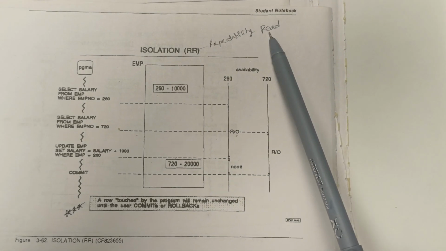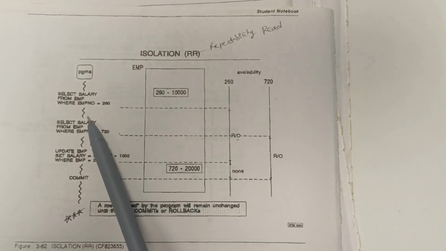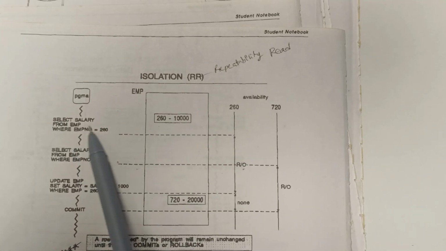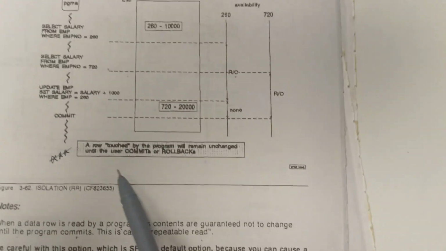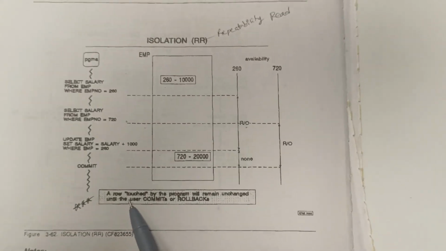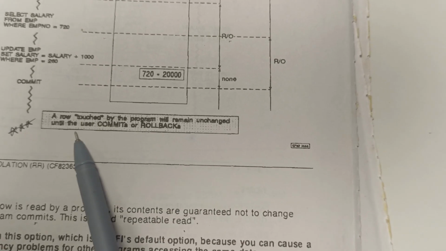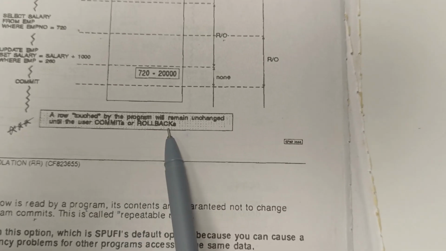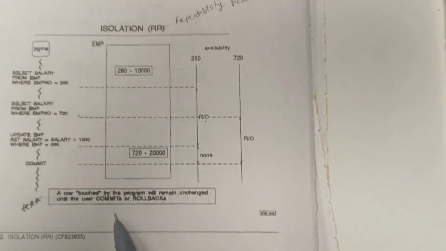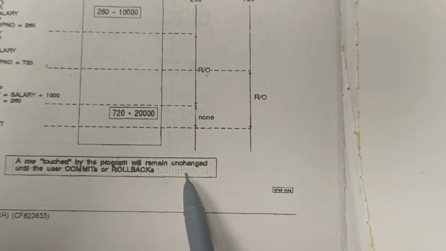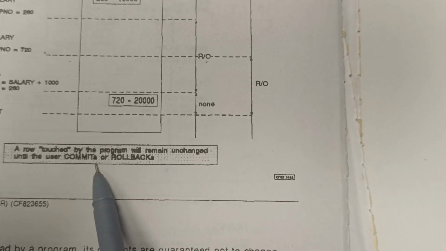RR means repeatable read. What does repeatable read mean? You can see the program name here, and here I am querying with select on the table name, and this is the table. Repeatable read means a row touched by the program will remain unchanged until the user has committed or rolled back. Whatever changes you have made will remain unchanged in the table until you explicitly give a commit or rollback.